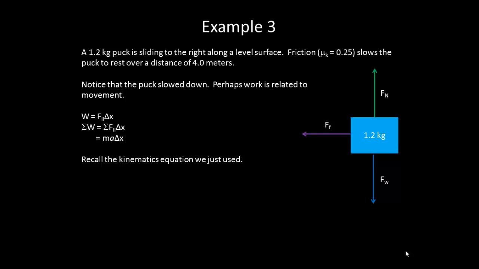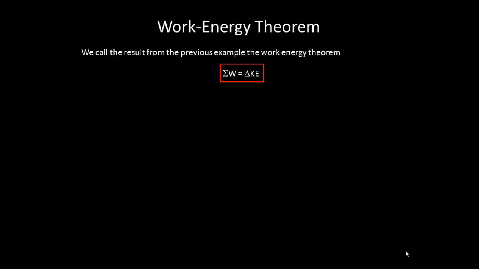And if we recall the kinematics equation we just used, if we replace a delta x with v squared minus v naught squared over 2, we end up with this equation, which relates back to kinetic energy. Recall kinetic energy is equal to 1/2 mass times speed squared. So essentially, the work done is equal to the final kinetic energy minus the initial kinetic energy, or the change in kinetic energy. This is called the work energy theorem, that the sum of the work done is equal to the change in kinetic energy.